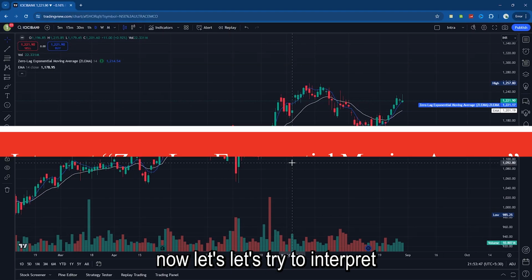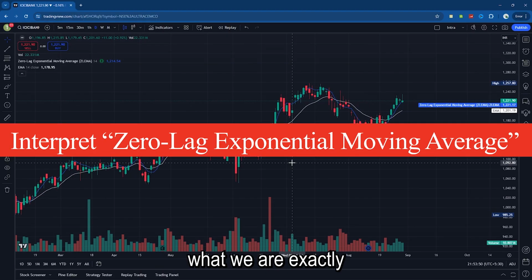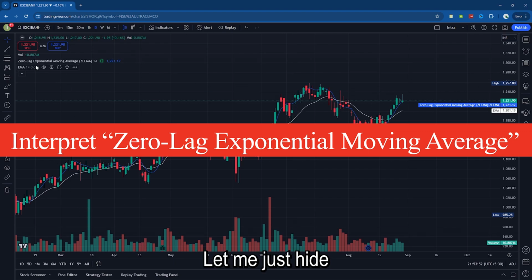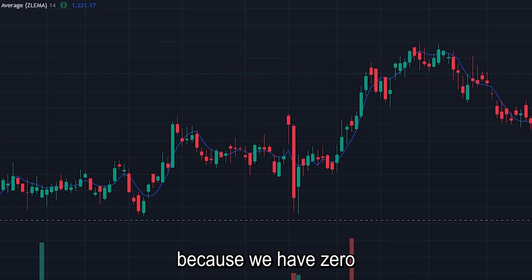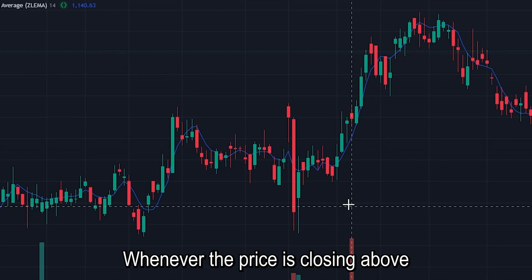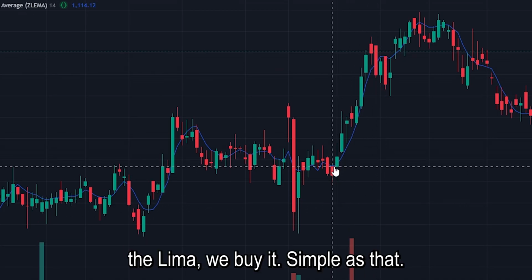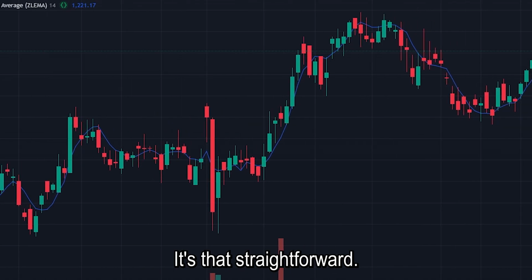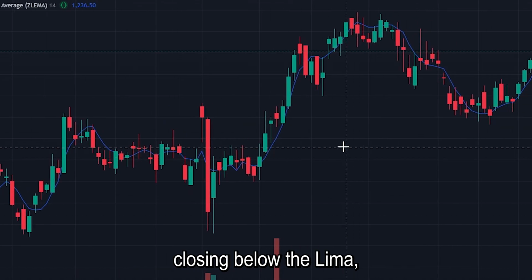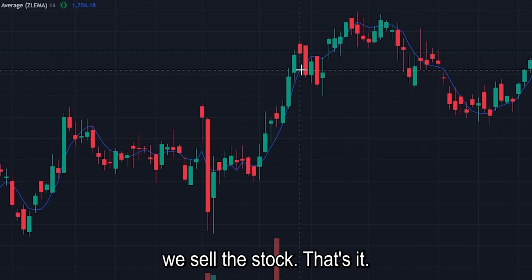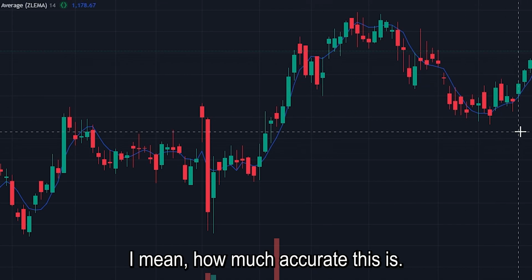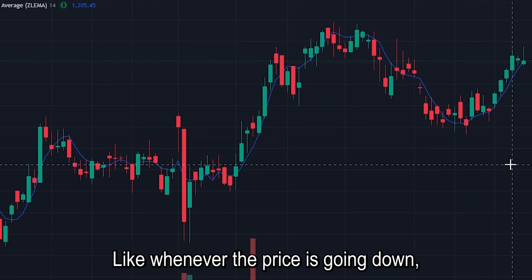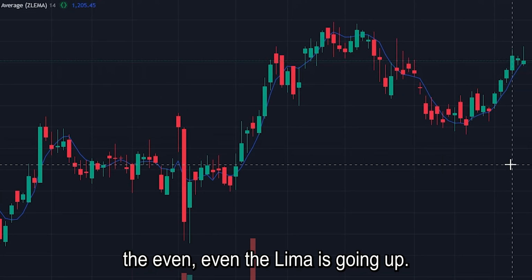Now let's try to interpret what we are exactly trying to do over here. Let me just hide this exponential moving average, because we don't need it, since we have the zero lag exponential moving average. So how does this work? Whenever the price is closing above the ZLEMA, we buy it. Simple as that. It's that straightforward. And whenever the price is closing below the ZLEMA, we sell the stock. That's it. See how reactive it is, and how accurate this is. Whenever the price is going down, the ZLEMA is going down too.